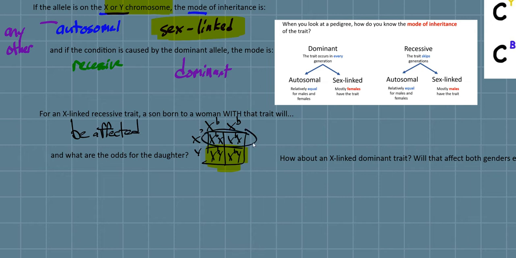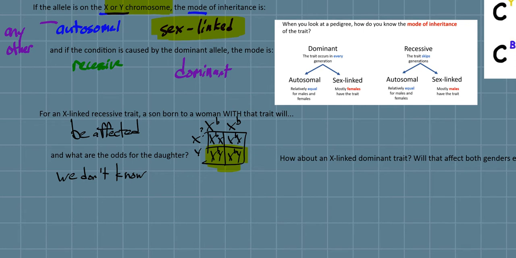The daughter, we don't know. We would have to know about the father. We'd have to know what his version of the X allele was. Is it the dominant one or the recessive one? What are the odds for the daughter? We don't know unless we know about the father's X chromosome. So it could be that he has the recessive allele, in which case she would also be affected 100% of the time, or it could be that he has a dominant allele and she would never be affected, but would be a carrier.